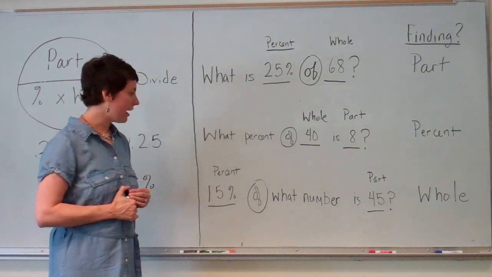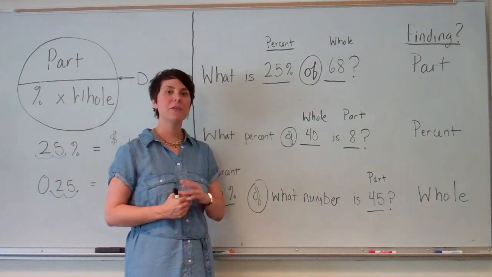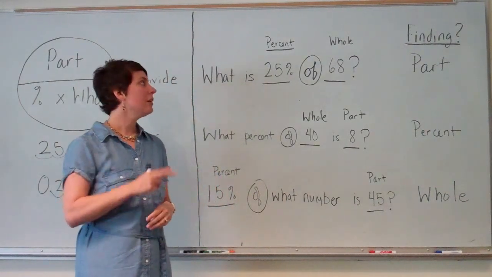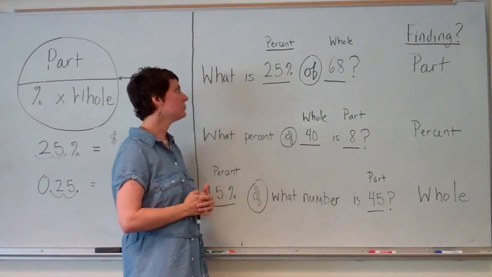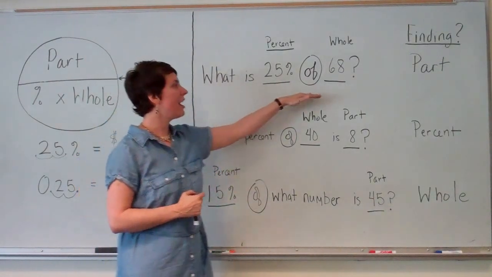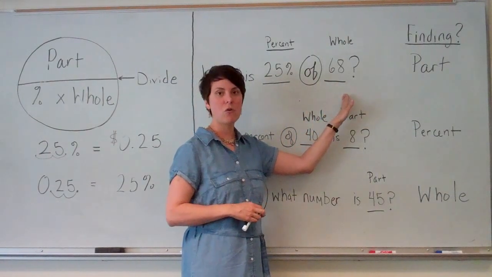So we've already identified what it is that we're trying to find in each of these problems. Remember, a percent problem gives you 3 possible things. You'll get 2 of them and you'll need to find the 3rd thing. So in this problem, what is 25% of 68? I'm trying to find the part. I have the percent, I have the whole.